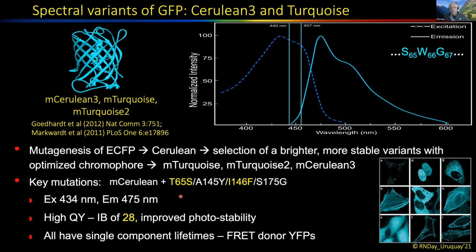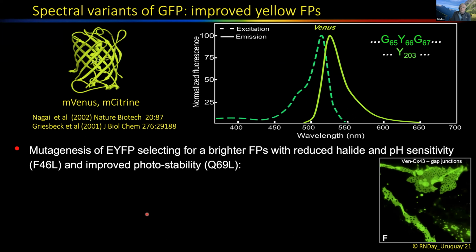Importantly, for what we're going to talk about later, the cyan fluorescent proteins have a single component lifetime, which is why we prefer to use these variants in lifetime measurements. Also, yellow fluorescent proteins came out of the early mutagenesis screens, of which mVenus and mCitrine are among the best. They're still very useful, even though they were generated nearly 20 years ago.